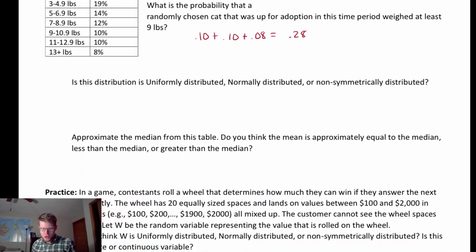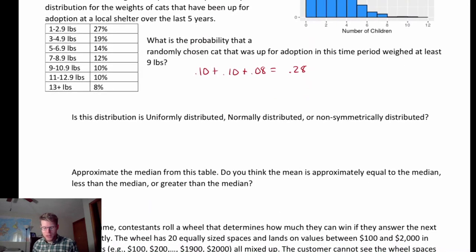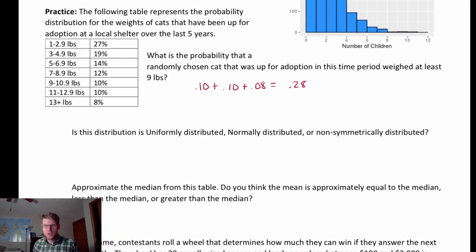Is this distribution uniformly distributed, normally distributed, or non-symmetrically distributed? And so I would look at this and I would say that this data appears to be rather non-symmetric.